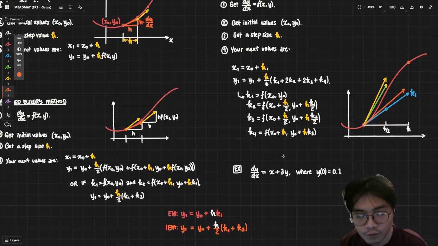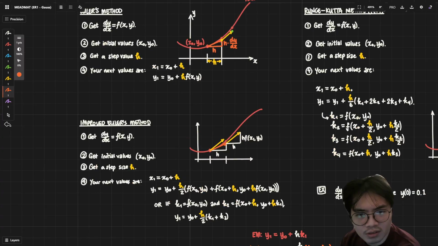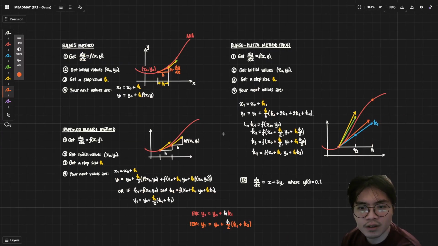This is just for first order. Our last topic will be for second order differential equations. You guys probably know what that is already. But what we'll do this time around is, number one, display the analytical solution. Numbers two, three, and four will be Euler's method, improved Euler's method, and the Runge-Kutta method.